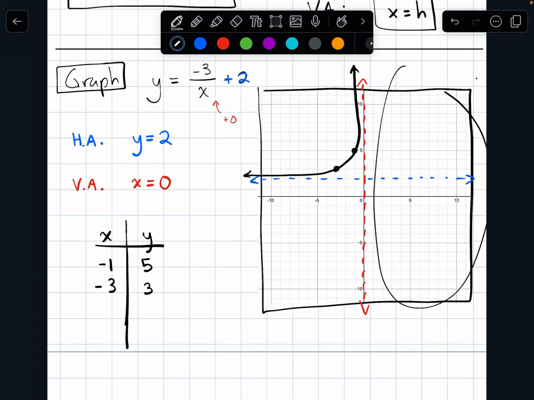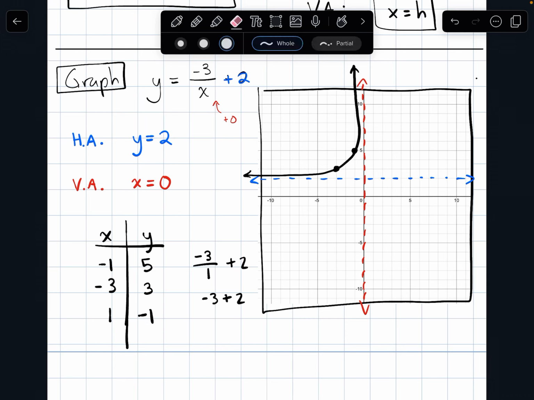I'm going to pick 2 more numbers, but again, I want to choose something over here and see what happens over here. So I'm going to pick +1, and if I plug in a +1, we get -3 over 1 plus 2. This is -3 plus 2, which comes out to be -1. So I know that when I graph this, we're at (1, -1) right there.